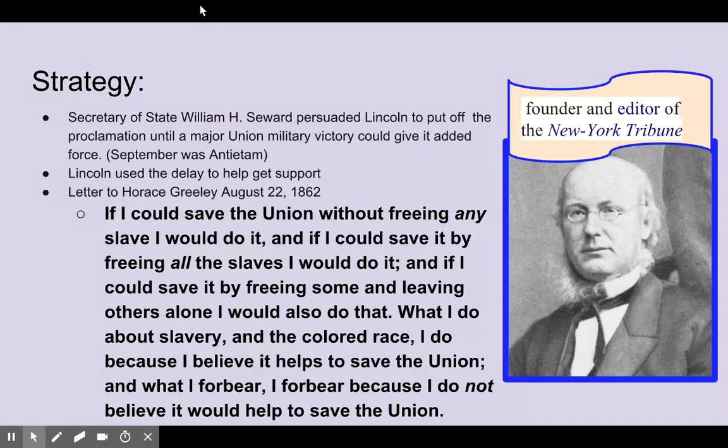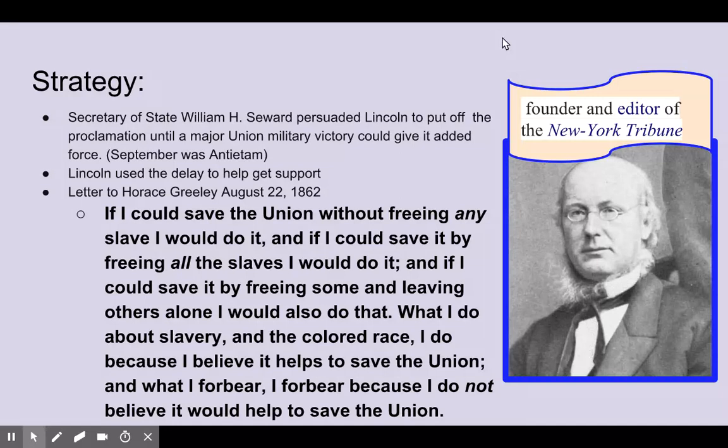Because he wrote, if I could save the Union without freeing any slaves, I would do it. And if I could save it by freeing all the slaves, I would do it. And if I could save it by freeing some and leaving others alone, I would also do that. What I do about slavery and the colored race, I do because I believe it helps to save the Union. And what I forbear, because I do not believe it would help to save the Union. Lincoln gets a lot of criticism for this idea in time, that it was about the Union, not about really freeing the slaves. But you see how it sort of all ties together.